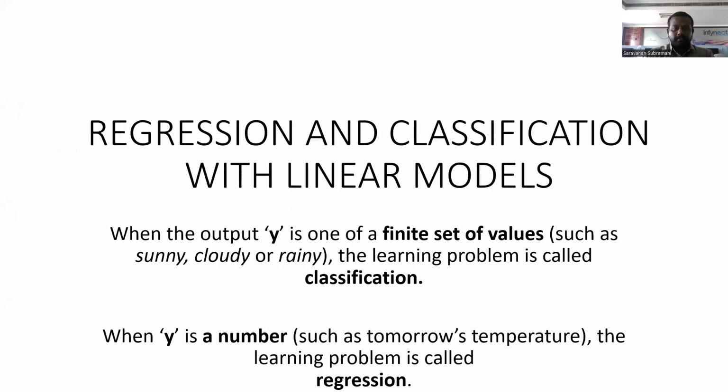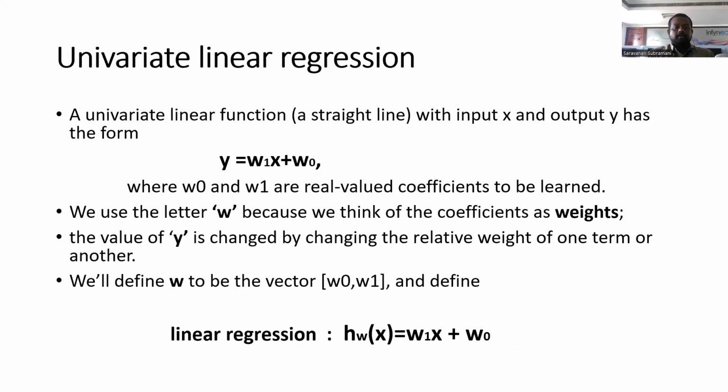So, regression and classification with the linear model. This is what the regression and classification model is, and how it is useful in the linear model itself. When the output y is one of a finite set of values, such as sunny, cloudy or rainy, the learning problem is called classification. If it is a finite set of values, this is called a classification learning problem. And when y is a number, such as tomorrow's temperature, the learning problem is called regression. So if we have numeric values, it is a regression activity. And if it is a finite set of values, we have to use classification techniques. We have to see the concepts one by one.